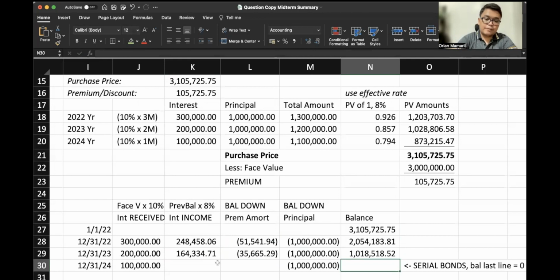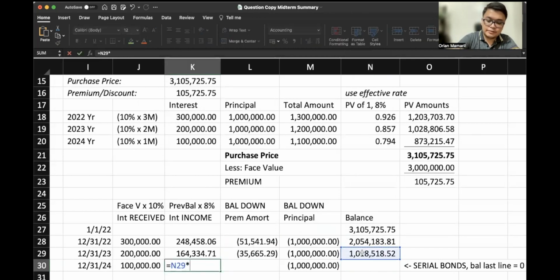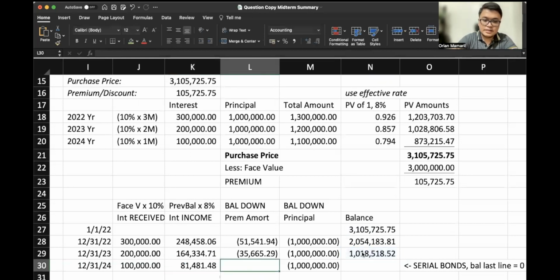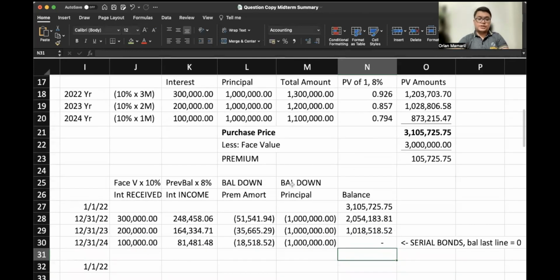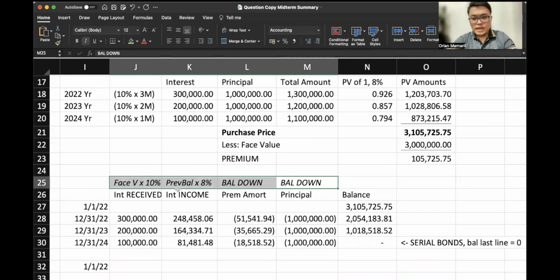Lastly, for December 31, 2024, again, the interest income is 8% of the previous balance. The premium amortization is the difference. And therefore, our balance is indeed zero. See? So we would now use this amortization table to come up with our journal entries.